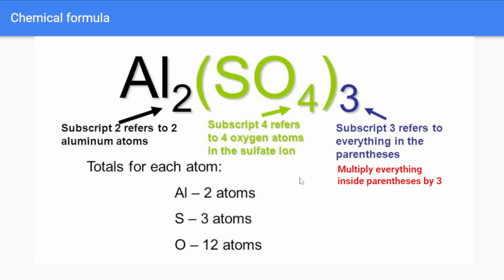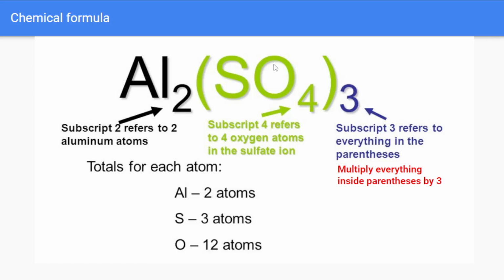Sometimes the formulas are more complex, like this, where you have parentheses. Again, the subscripts represent the number of atoms of that particular element, and it'll be listed after the element. So this 2 represents the number of aluminum, so 2 aluminum atoms. This 4 only represents the number of oxygen atoms, so 4 oxygen atoms, but we have parentheses.